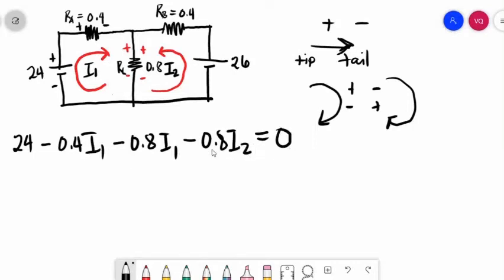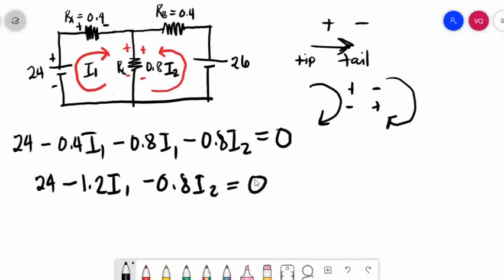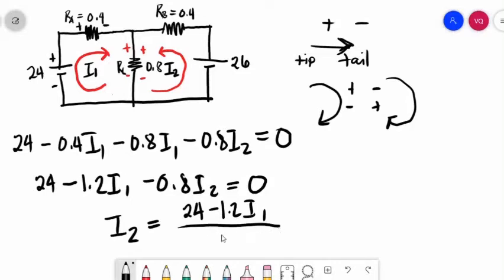So, simplifying this equation, we will have 24 minus 1.2 I1 minus 0.8 I2 is equal to 0. So, getting the equation of I2, you will have I2 equals 24 minus 1.2 I1 divided by 0.8. So, this will be our first equation.